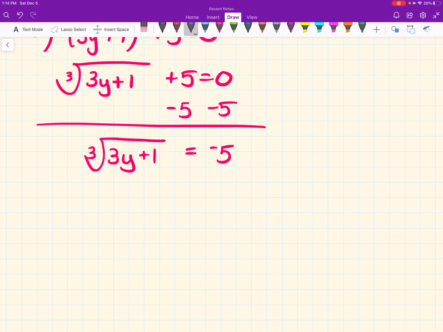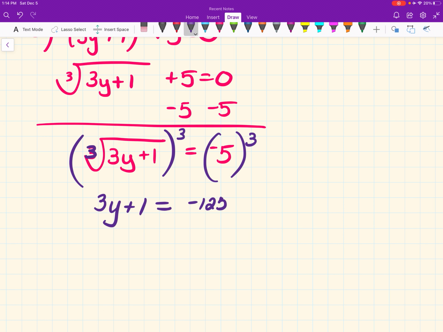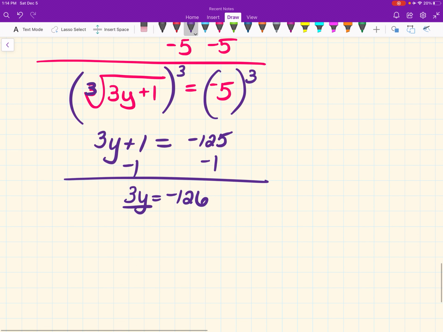Now, in this case, remember, this is the cube root, the index, so that means we have to cube each side to undo a cube root. Squaring it's not going to undo it. So that's 3y plus 1 equals, what's negative 5 times negative 5 times negative 5? It's negative 125. I was able to do that. Subtract 1. So 3y equals negative 126. Divide by 3. y equals negative 42.